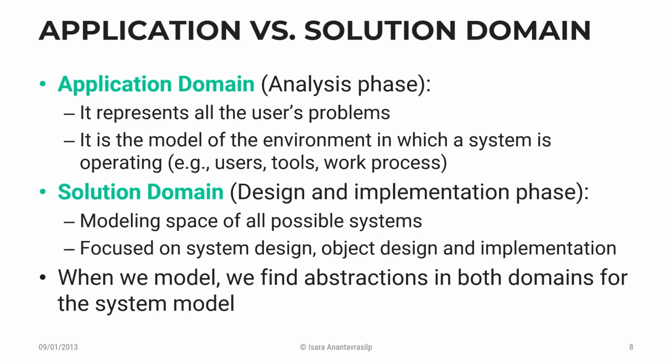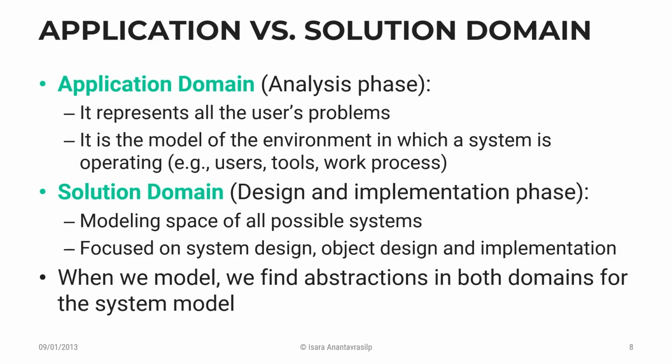Before we talk further about modeling, let's discuss these two words first: application domain and the solution domain. They refer to different aspects of a software system. So let's discuss them separately. First, the application domain. Application domain refers to a specific area or field in which a software system is intended to be used or applied. Basically, it explains your user's problems, user domain. It represents the subject matter or the problem space that the software system addresses.